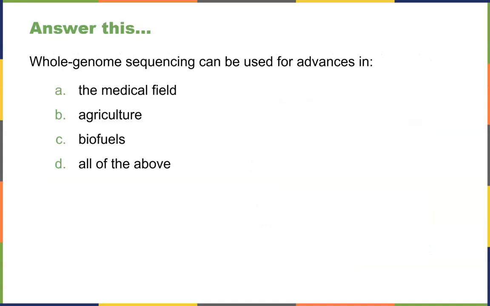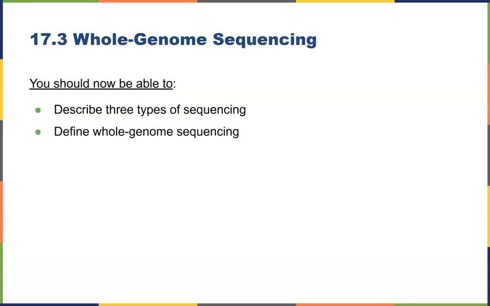So whole genome sequencing can be used for advances in all of the above. So medical, agriculture, biofuels, all of those. So that's 17.3. So you should be able to describe the 3 types of sequencing, or at least name them. I'm not going to ask you to go into detail there, but you should be able to tell me what whole genome sequencing is and why it's important and what we use it for.